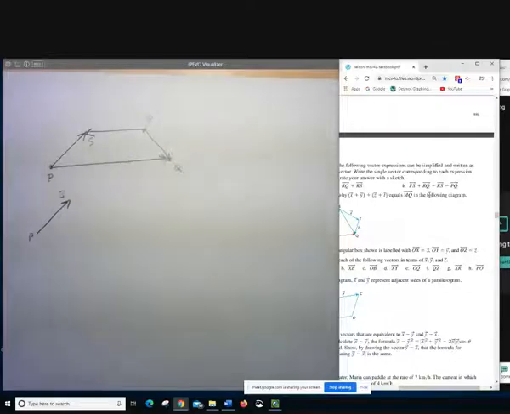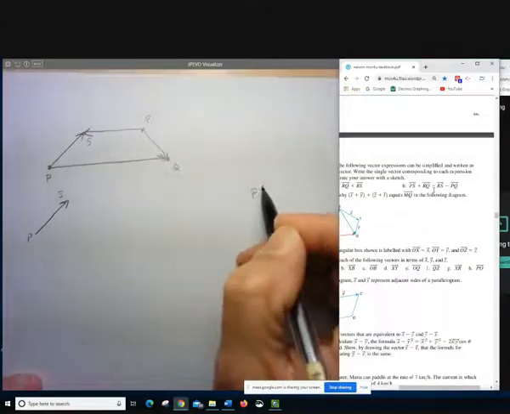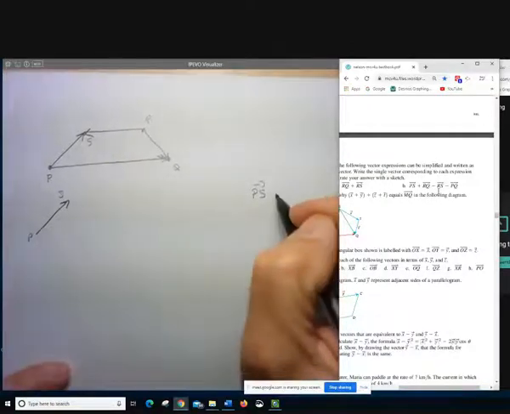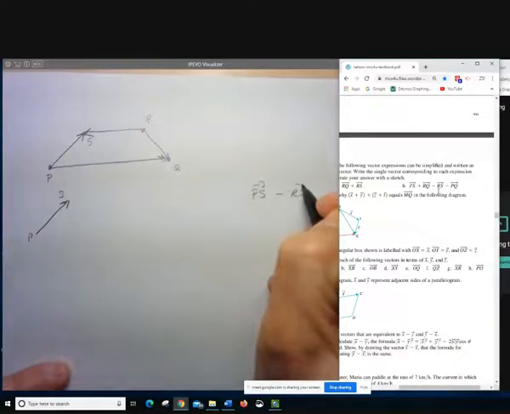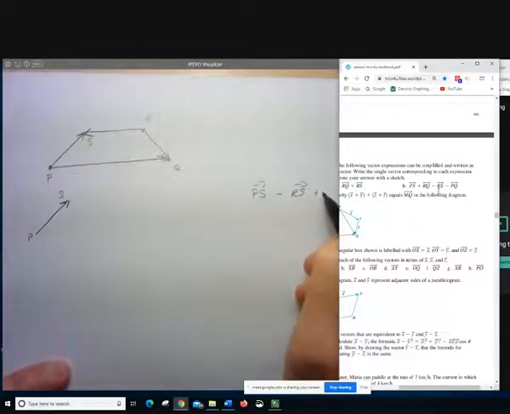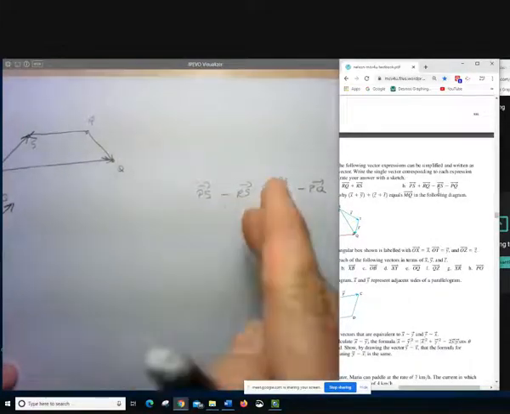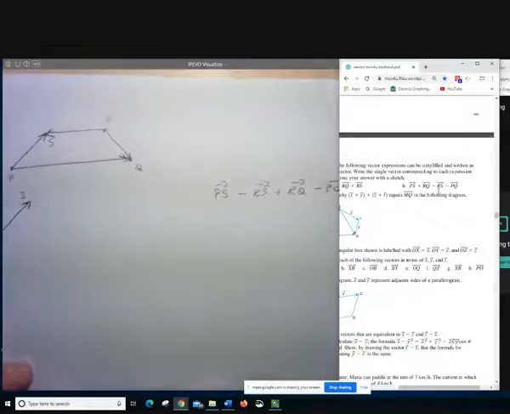So what I can do, and remember, when I see a subtraction, I could just think of that as adding the opposite. So I think it might be useful to take vector PS and maybe switch these around. Maybe start switching these around and writing this as minus RS, and then plus RQ, and then minus PQ, okay? So that's all legal. So I essentially just used my commutative property to flip those around.